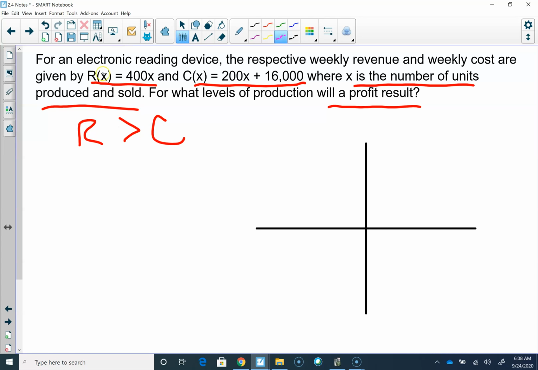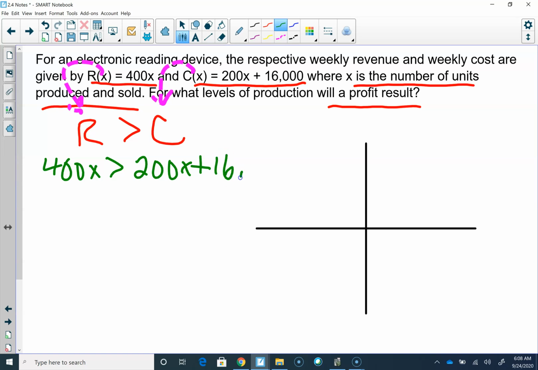So the next thing I'm going to do is I'm going to put the R there and the revenue and the cost there. So I'm going to rewrite this. 400x is greater than, and we're not going to solve these algebraically. I know that you might want to, but we're not solving these algebraically. So I'm looking at this graph here, that tells me that I'm looking for you to use your graphing calculator. So I'm going to say this is my y1. Where is my y1 greater than my y2?